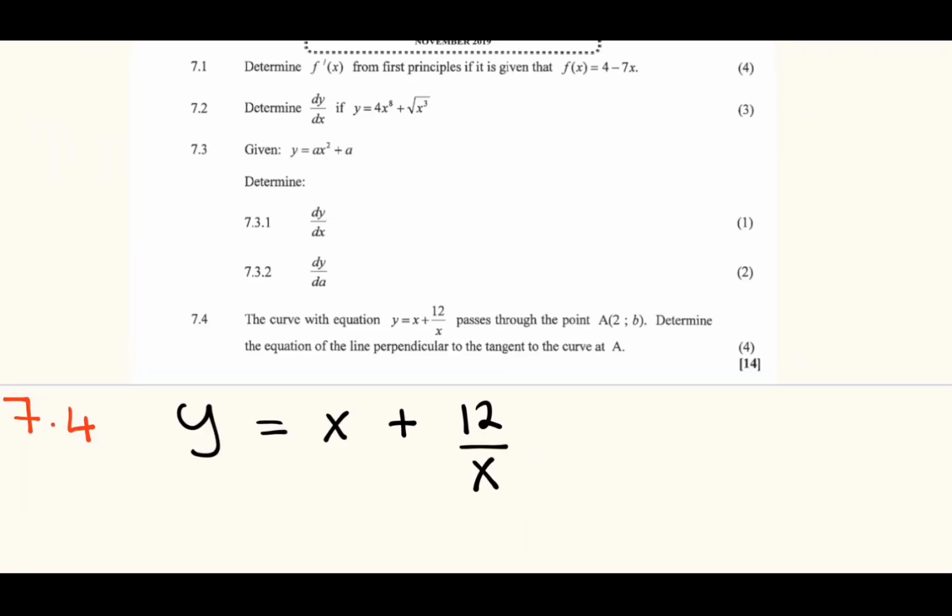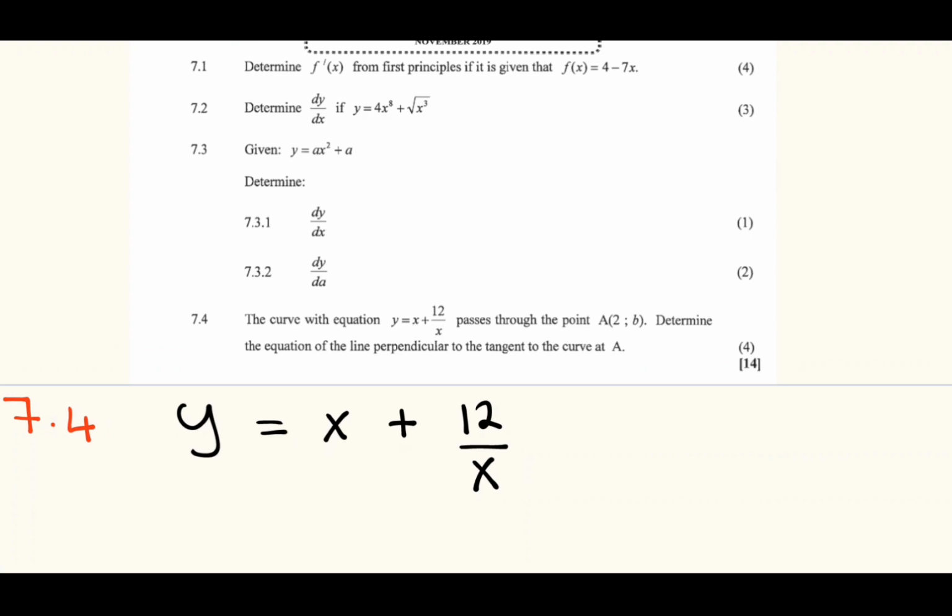Question 7.4. The curve with equation y is equal to x plus 12 over x passes through the point A, which has an x coordinate of 2 and a y coordinate of b, which we are not given. Determine the equation of the line perpendicular to the tangent to the curve at A.